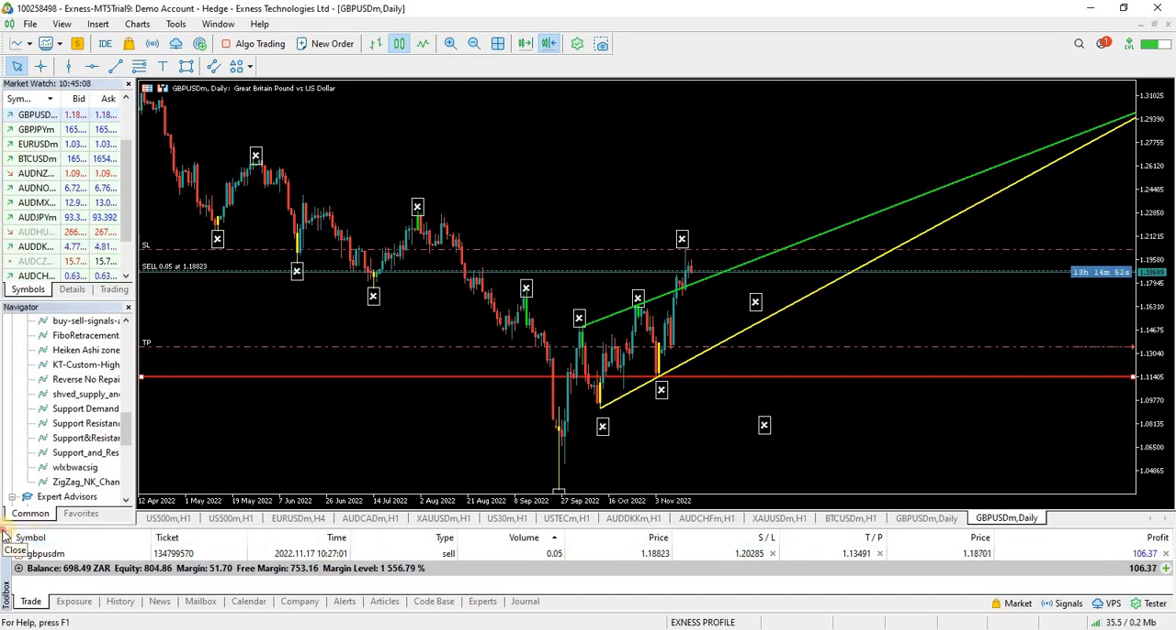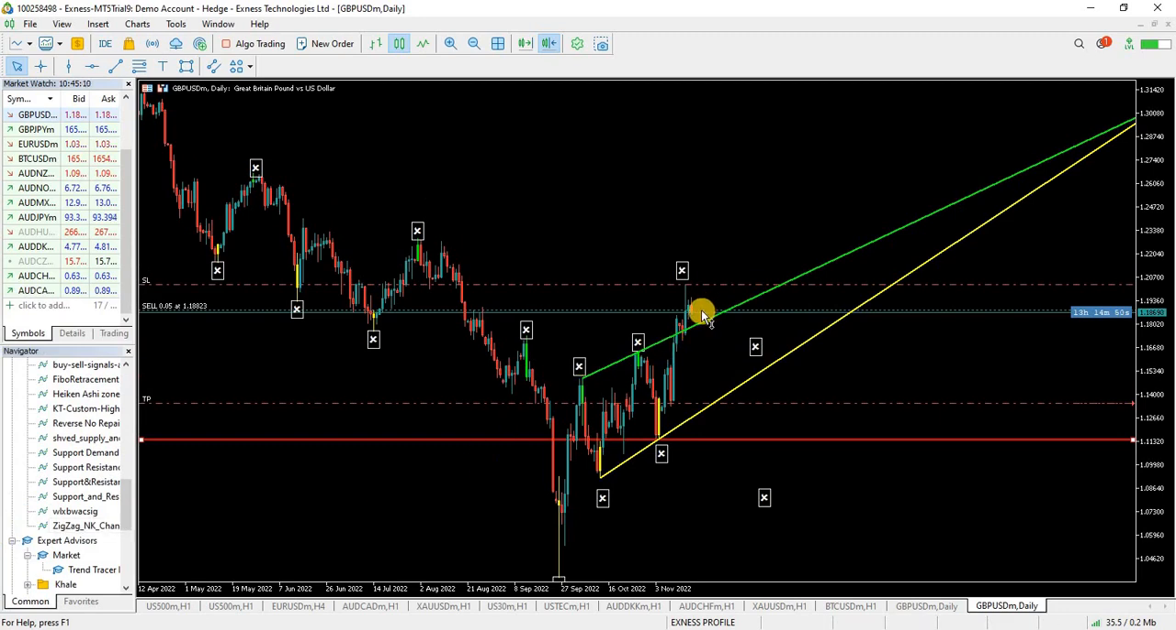Hopefully it plays out as is. If not, I'll give you an update on what happened. But if you're interested in this indicator right now, just let me know. Hit me up in my DM, and then we can talk. I can explain to you how to get the indicator. So that's what we're anticipating on GBPUSD.